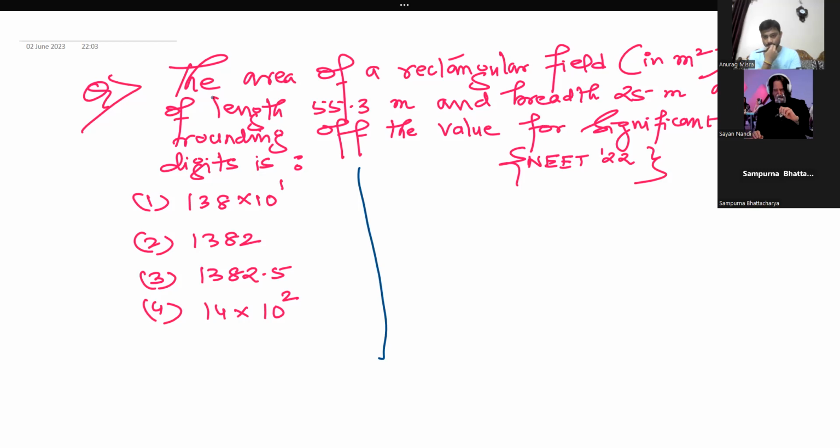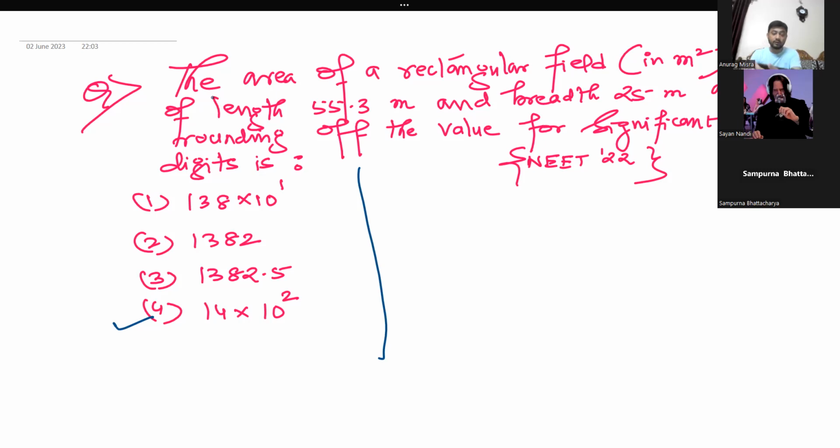Sir, option 4. ऑप्शन 4 राइट. इसको सॉल्व करने का जरूरत भी नहीं है. देखो डायरेक्टली बोल सकता हूँ. यहाँ पे हम लोगों का जो लेंथ है उसमें भी है 1, 2, 3 सिग्निफिकेंट फिगर. ब्रेथ में भी है 2 सिग्निफिकेंट फिगर. तो रिजल्ट में कितना सिग्निफिकेंट फिगर आएगा? 2 ही आएगा. और यहाँ पे 2 सिग्निफिकेंट फिगर वाला एक ही ऑप्शन है, दैट इज नंबर 4. इसमें हम लोग को सॉल्व करने का जरूरत भी नहीं है.